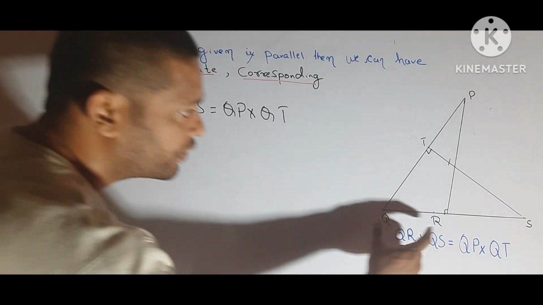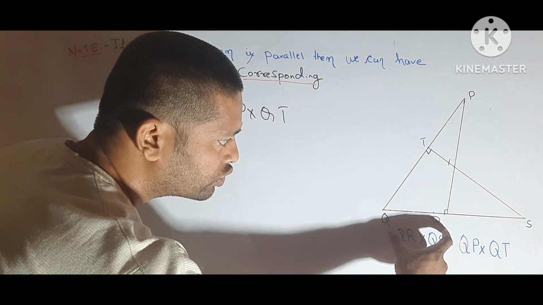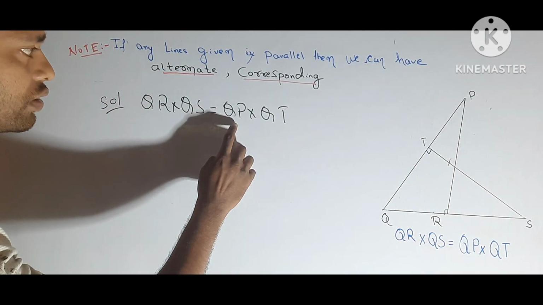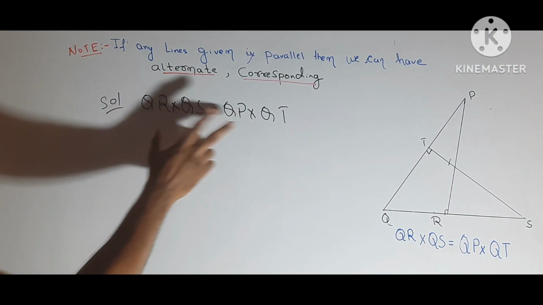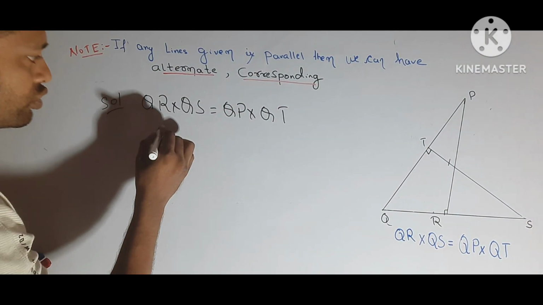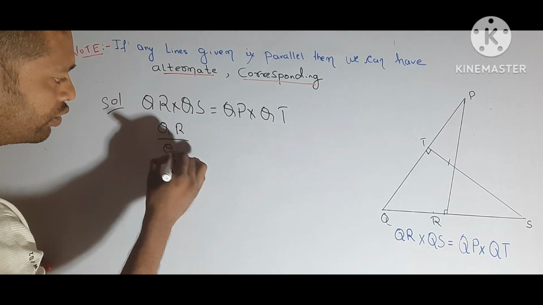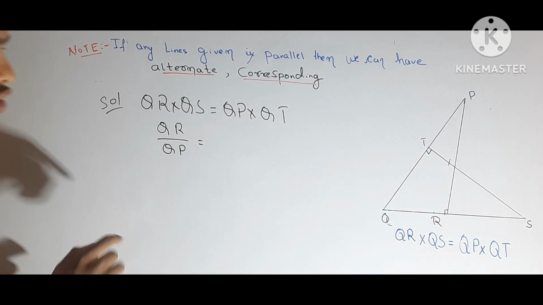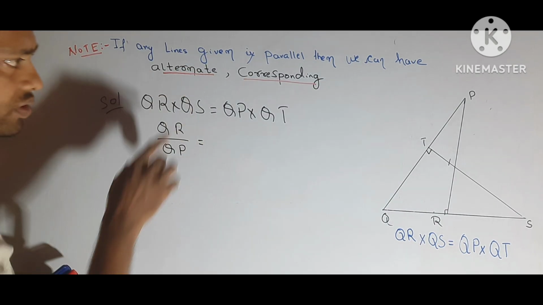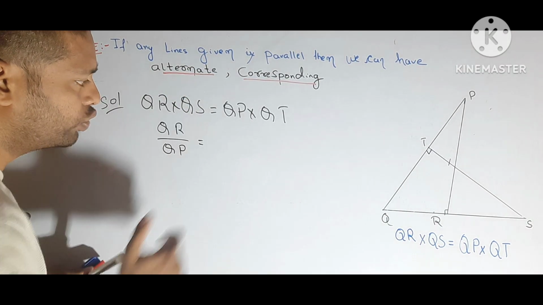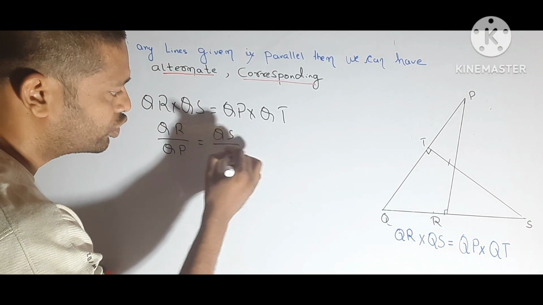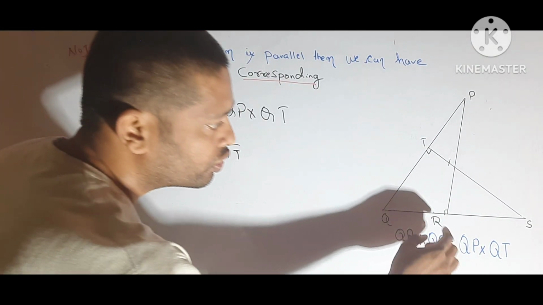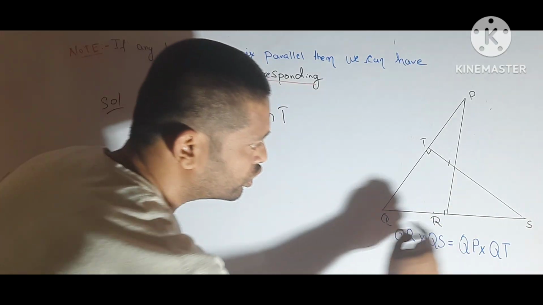Then sir, if I take this one QR, it can be QP or RP. QP is there, RP is not. So I can write QR by QP. What is left? Sir, left is QT and QS. So which one to write at the top? Now if you write QS here and QT here, first you see they are lying in the same triangle, QS and QT. Yes, sir, they are lying.